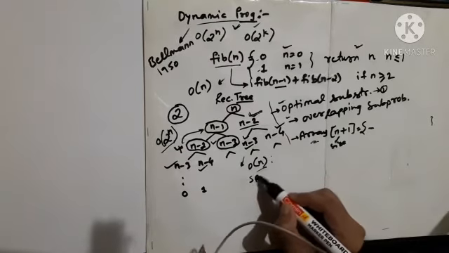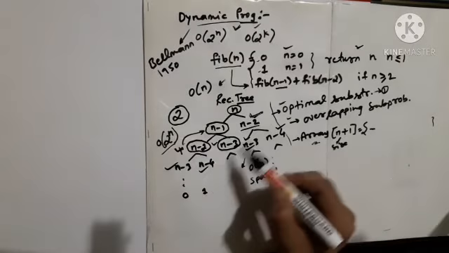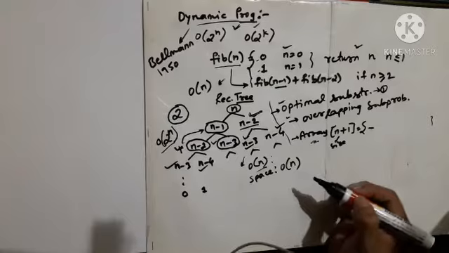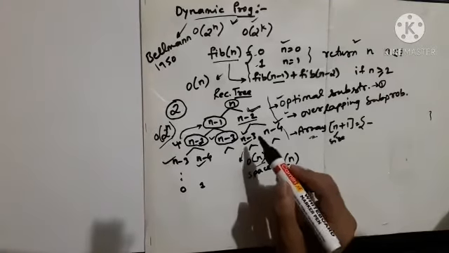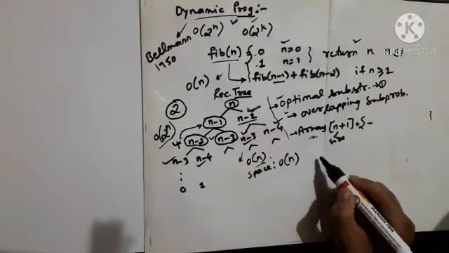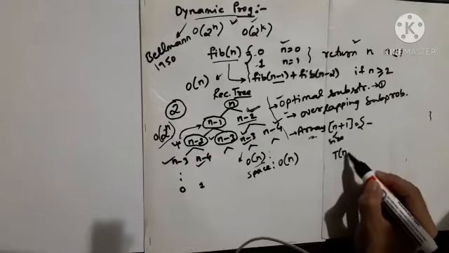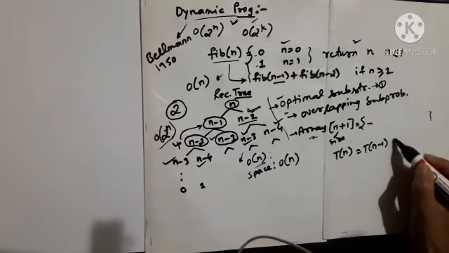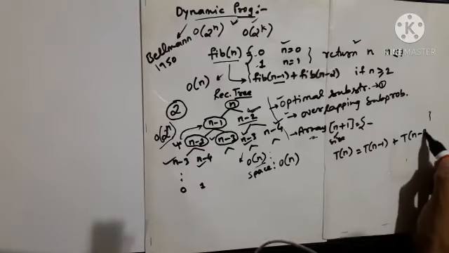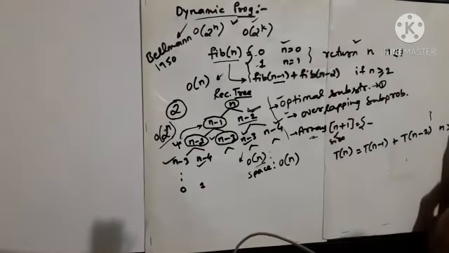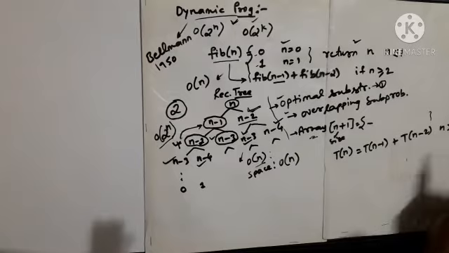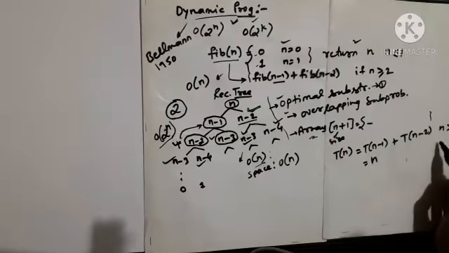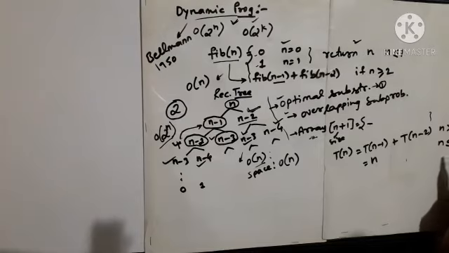Now what about space complexity? It is a recursive function, so it is going to take big O of n space. What is the recurrence relation of this function? The recurrence relation is T(n) equals T(n minus 1) plus T(n minus 2) whenever n is greater than 1, and it is n if n is less than or equal to 1.